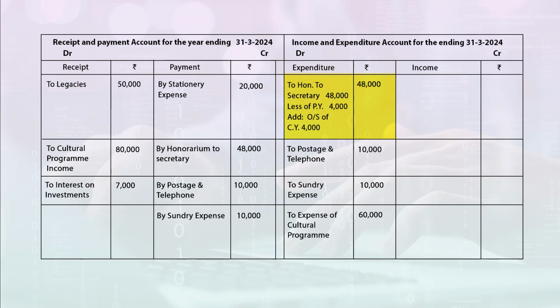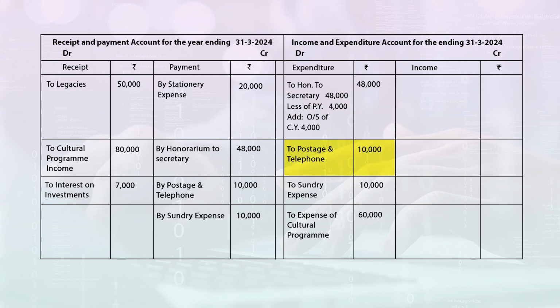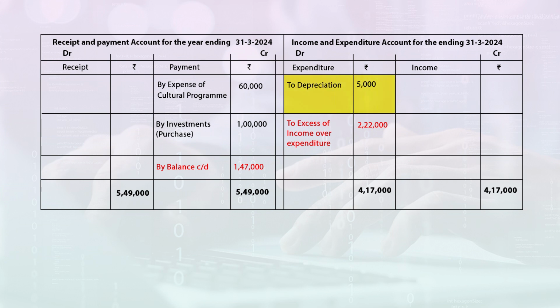The honorarium to secretary is rupees 48,000. Of the current year, we paid 48,000. 4,000 of previous year are deducted and 4,000 outstanding of current year are added to it. Then there is postage and telephone expenses amounting to rupees 10,000. Then there is sundry expense amounting to rupees 10,000. The cultural program expense amounts to rupees 60,000. Then there is depreciation of 5,000.